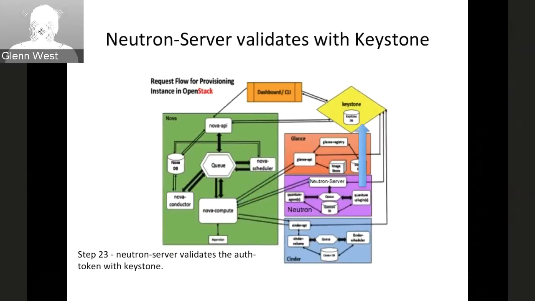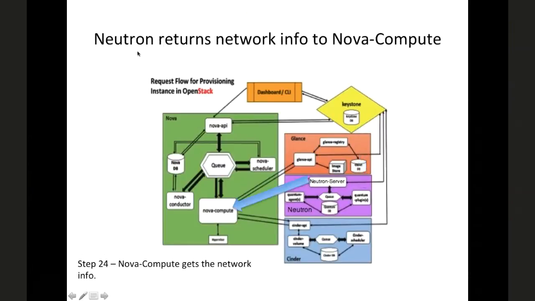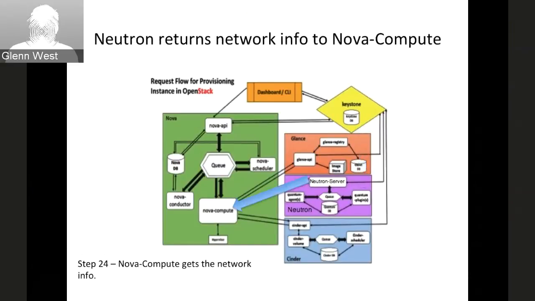We again validate with Keystone. So you notice when you're looking at KPIs, the Keystone performance is going to really affect every time you spin up an instance quite significantly. So that's something to keep in mind when you're tuning. Neutron at this point gives us the network information back. At this point, we would have an IP address assigned as well.